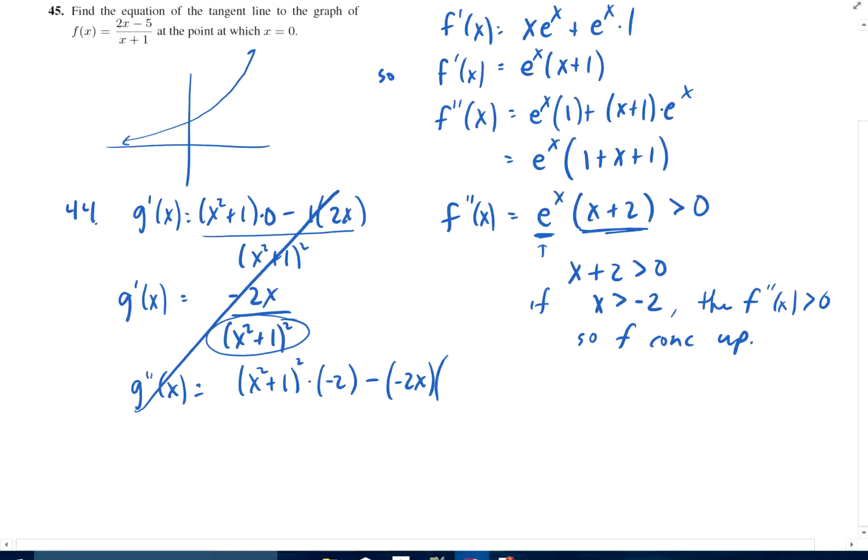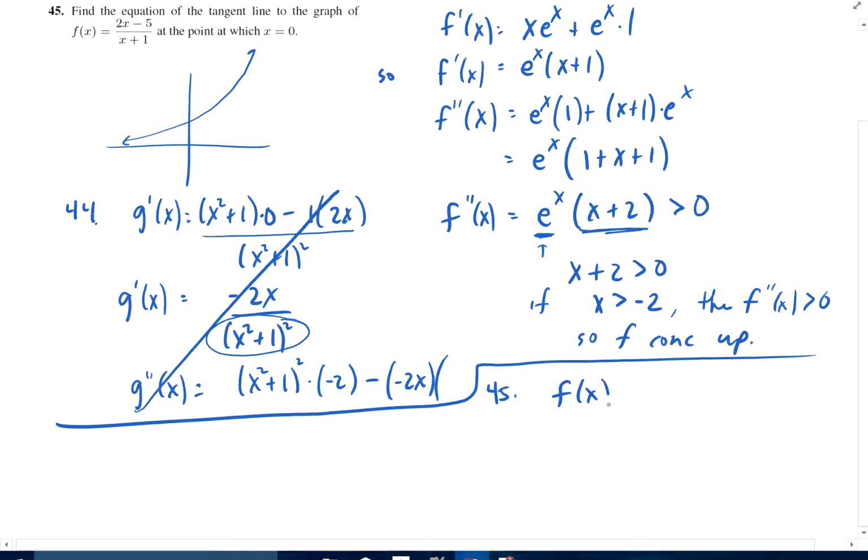Okay, and 45. Boy. Find the equation of the tangent line to the graph. My dog's going crazy. Probably sees a squirrel or something. She thinks she can catch it, but she can't.